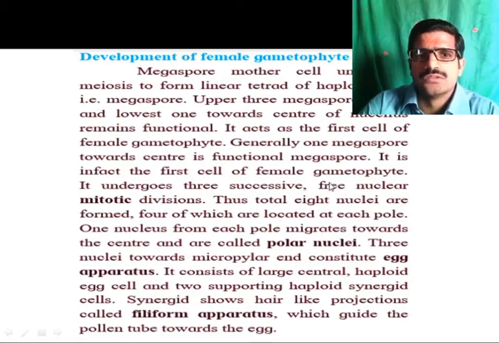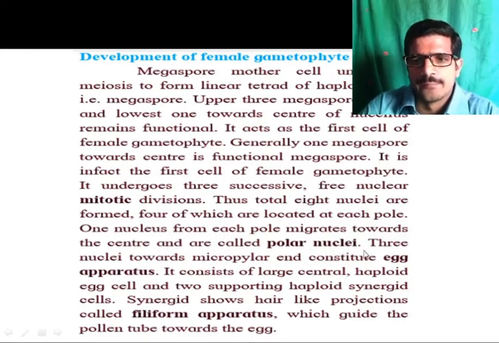It undergoes 3 mitotic divisions. Thus a total of 8 nuclei are formed, 4 of which are located at each pole. 1 nucleus from each pole migrates toward the center and these are called polar nuclei. 3 nuclei toward the micropylar end constitute the egg apparatus.